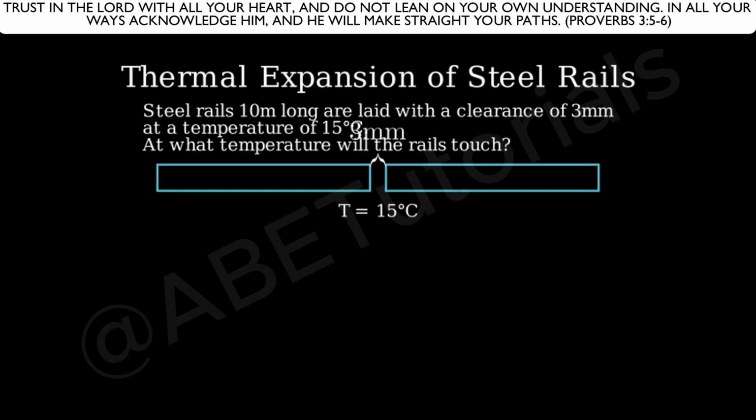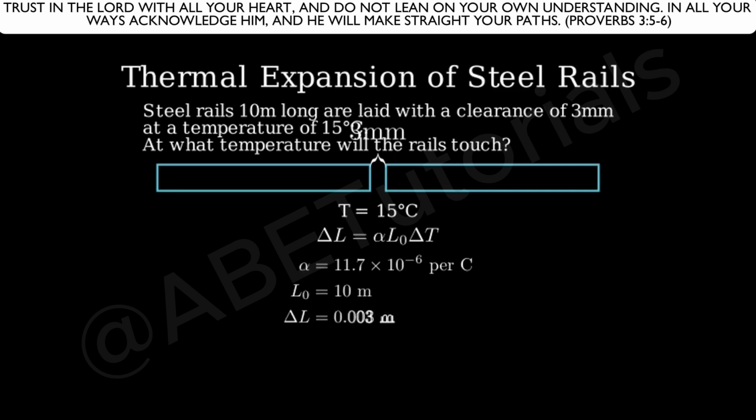To solve this problem, we'll use the linear thermal expansion formula. The change in length, delta L, equals the coefficient of linear expansion alpha times the original length L naught times the change in temperature delta T. We know that the coefficient of linear expansion alpha is 11.7 times 10 to the negative 6 per degree Celsius. The original length is 10 meters, and we want the change in length to equal our 3 millimeter clearance.